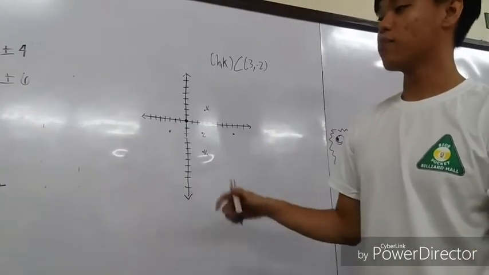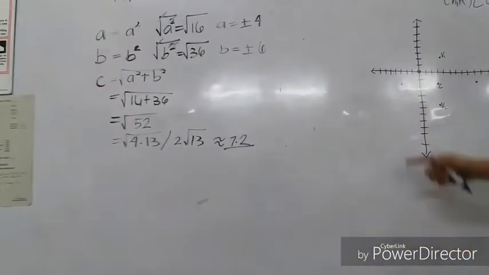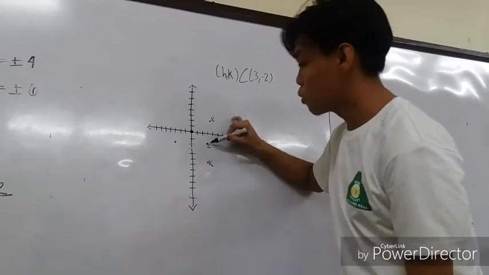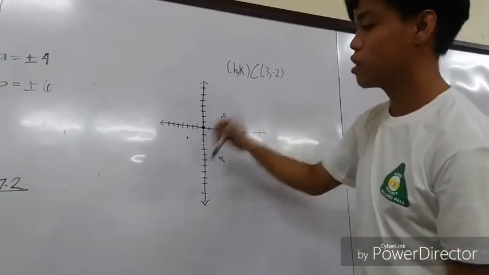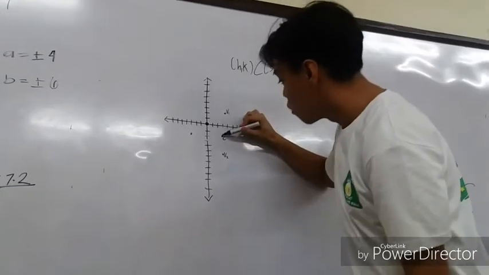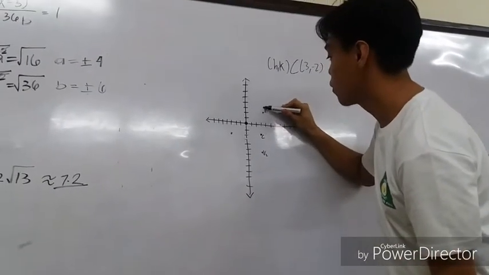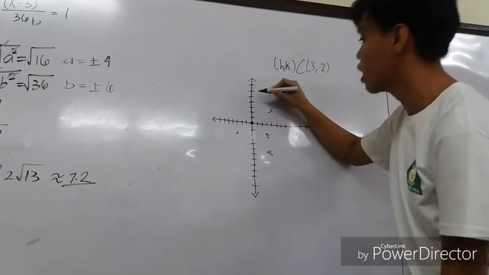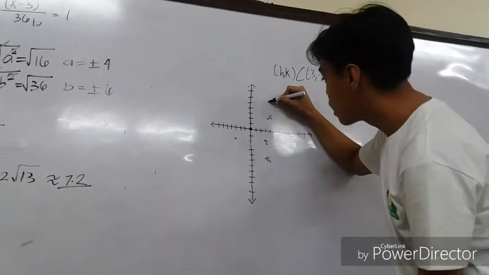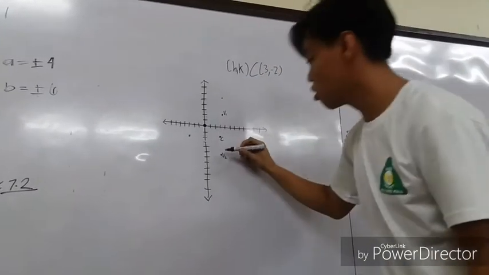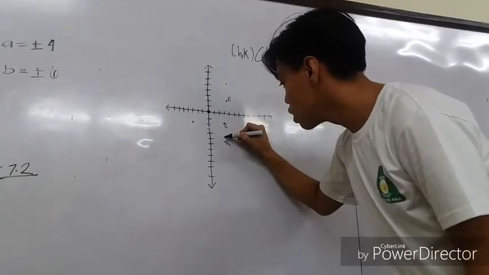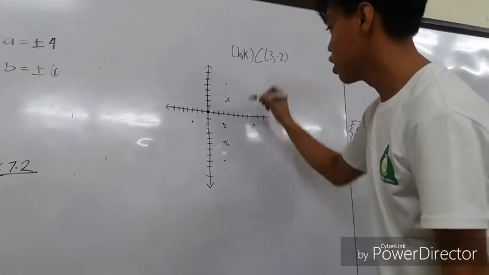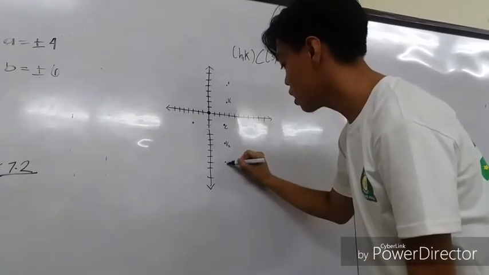Now for me, the others take a long time to plot the foci, but in my opinion, I will plot it now. So we'll start from the center, counting 7.2. So 1, 2, 3, 4, 5, 6, 7. Then the same going down. So 1, 2, 3, 4, 5, 6, 7. These are the foci.